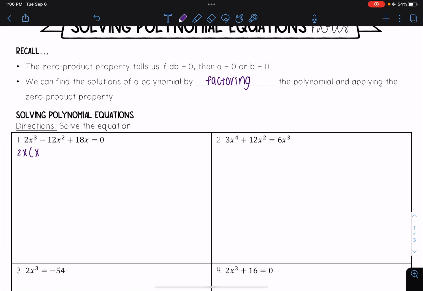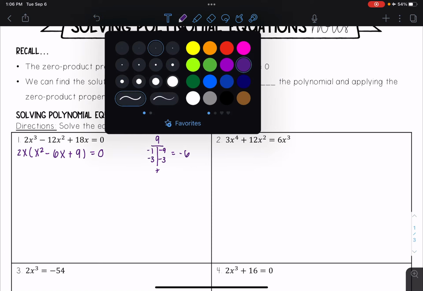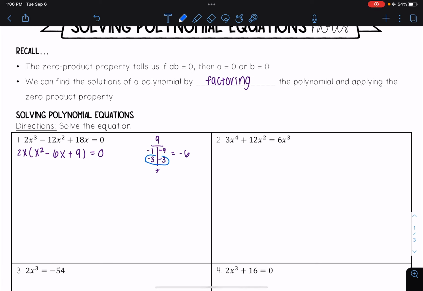And that leaves me with x squared minus 6x plus 9 is equal to 0. And now I'm going to factor this x squared minus 6x plus 9. Here my a is equal to 1, so I'm just looking for two numbers that multiply to 9 and add to equal negative 6. So it's multiplying to a positive but adding to a negative, so that means all my factors are negative. So I have negative 1, negative 9, negative 3, and negative 3. And so I have that negative 3 plus negative 3 gets me negative 6.